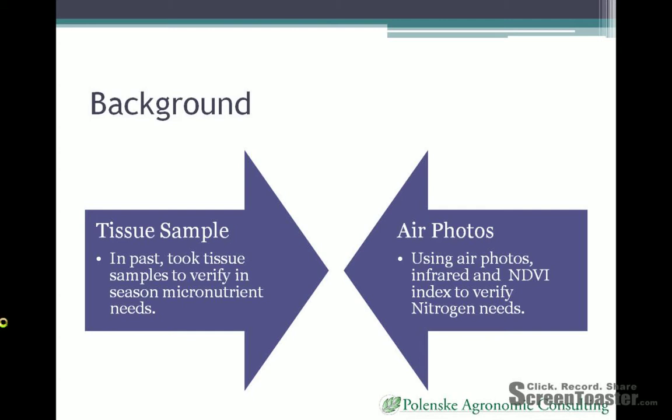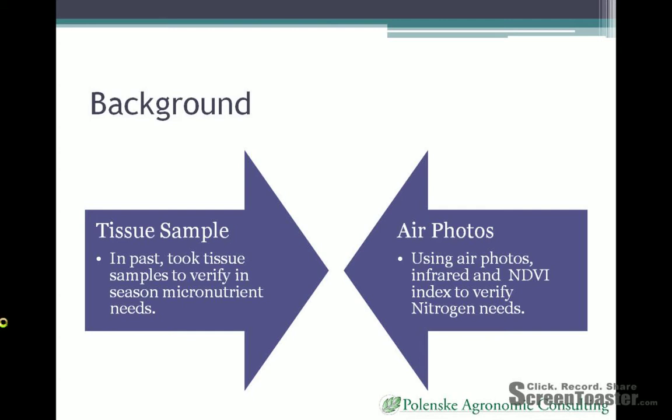A little bit of background about one of our traditional scouting procedures: in the past we've taken tissue samples to verify micronutrient needs. Traditionally we would take these tissue samples to verify micronutrients, and then we'd use soil samples to verify any macronutrient needs, so P, K, organic matter, and pH.